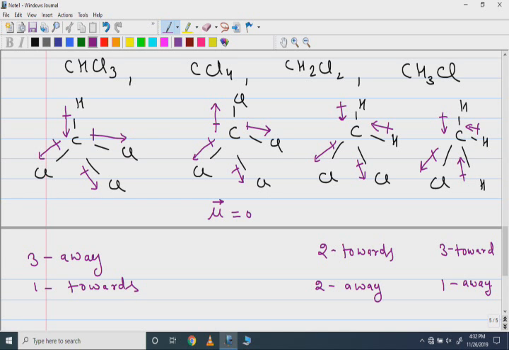Now think about it. Where will you get the least dipole moment among these three, except the CCl4? I am repeating: away decreases the dipole moment.